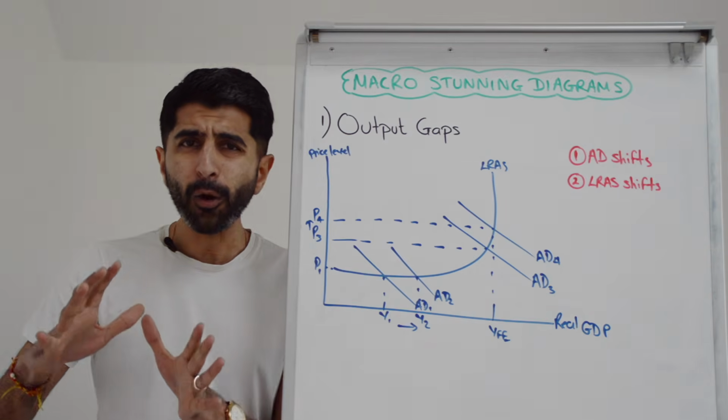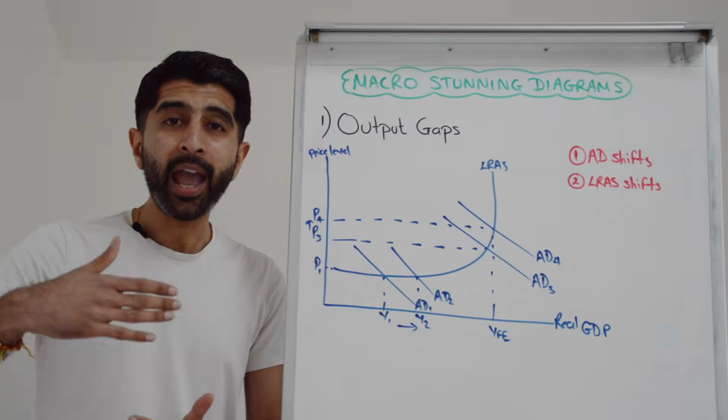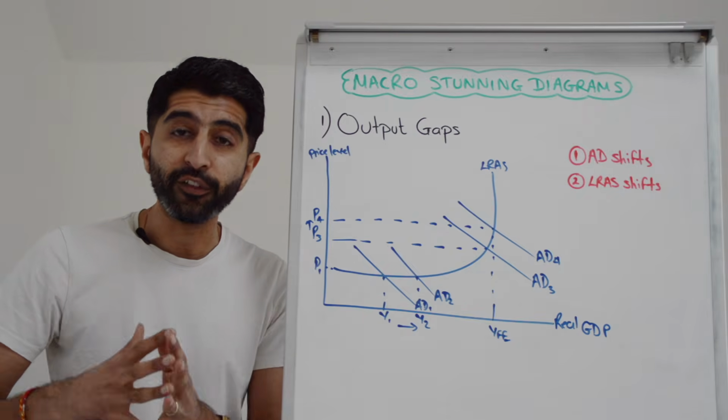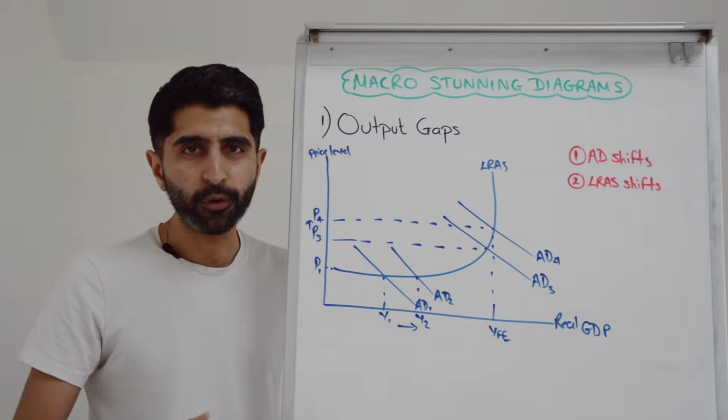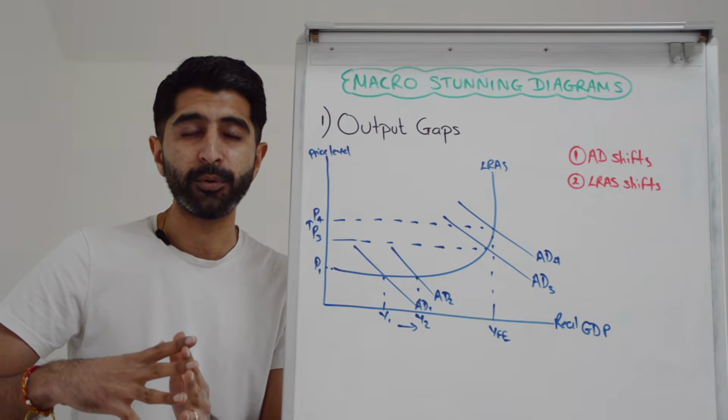So output gap evaluation is awesome. Anytime AD is shifting right or left, but also for LRAS shifts, use the Keynesian model. Super helpful to back up the evaluation point you're making.